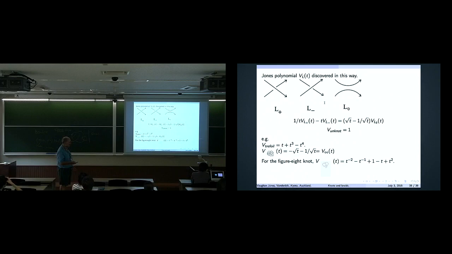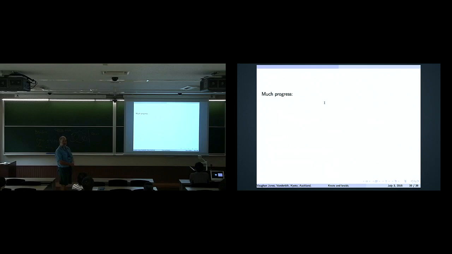And that's symmetric under T and T inverse. Okay, so that's the situation, and I'd just like to end up in the last minute or two here by summing up the progress since this polynomial was discovered in 1984, and that's 31 years ago. So there's been a certain amount of progress on it since then.